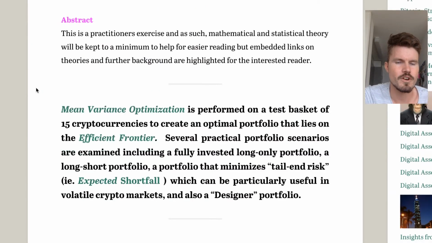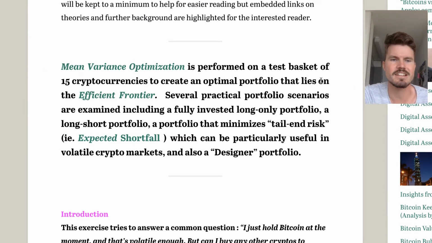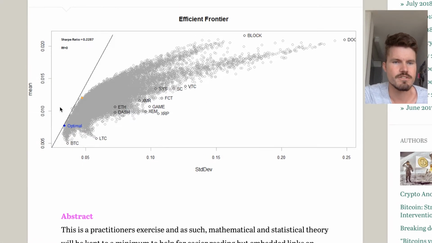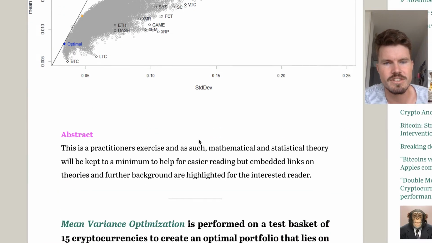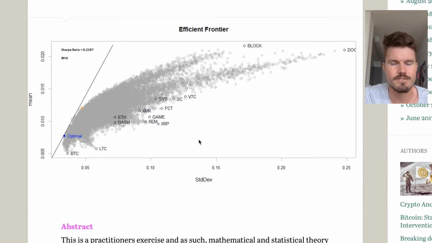That is what we've got on the left side, performed on a test basket of 15 cryptocurrencies to create an optimal portfolio that lies on the efficient frontier. The efficient frontier is this line here. So you basically want to have your cryptocurrency portfolio on this line for the best possible return on investment with the lowest possible risk.